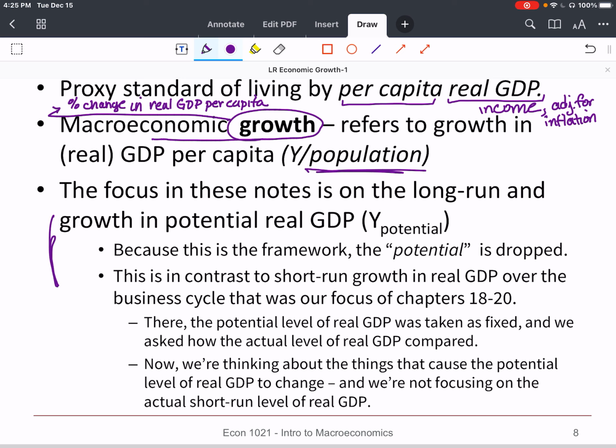We're going to drop the adjective potential through the rest of these notes because it's implied. When we're talking about the long run and we talk about changes in gross domestic product, the implication is that we're talking about changes in the potential level of gross domestic product. And again, that's in contrast to our discussion in chapters 18 through 20, which was focused on the macroeconomy in the short run. In those chapters, we held the potential level of gross domestic product fixed and asked about fluctuations around that. So now we're looking at that underlying trend.